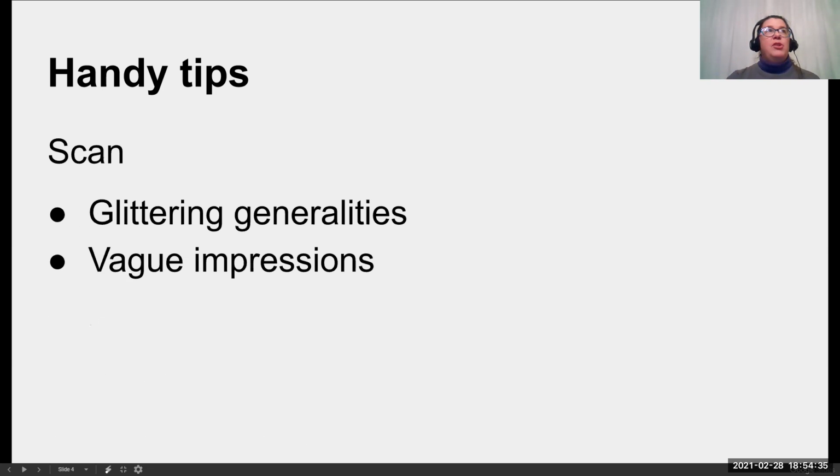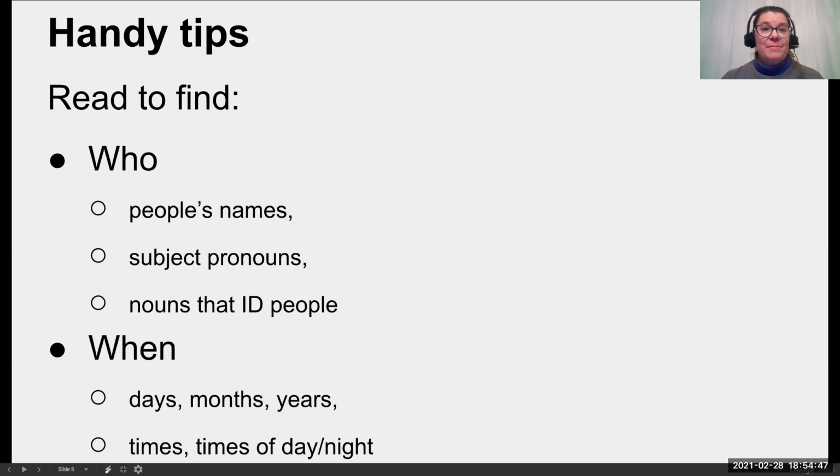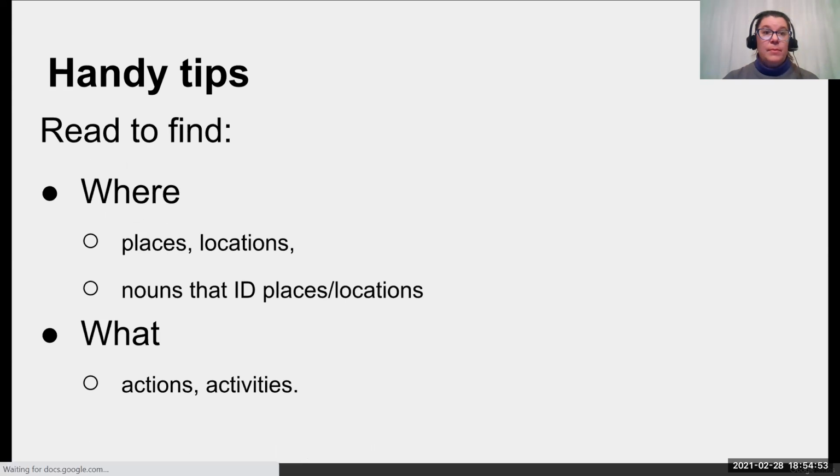Then we're going to scan. I want you to get a vague impression, a glittering generality, not memorize every single word, not understand every single word. If you do, great, but then you're way beyond where you need to be in Spanish 2, and congratulations. Then we're going to read. Remember, who is quién, when is cuándo, where is dónde, and what is qué.